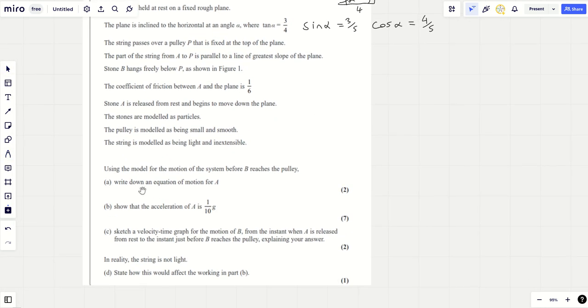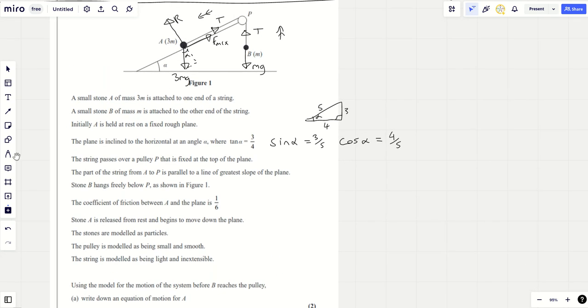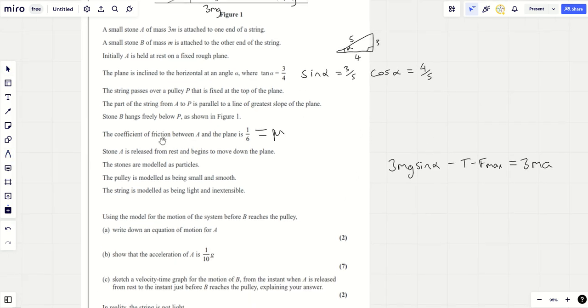Okay, so what do they want us to do first? Write down an equation of motion for A. Well, if we do the stronger force, which is 3mg sine alpha, that's the stronger force going down the plane, minus t minus F max, that's going to equal 3m A. Now I don't need to put in sine alpha is 3/5 or work out F max because it's mu r or anything like that. Oh, note to self, I've got mu. They just want it unsimplified. But we're going to have to simplify in the next bit.